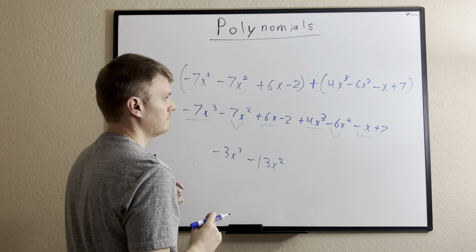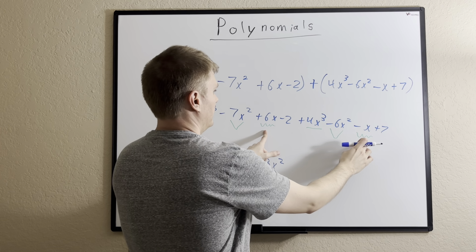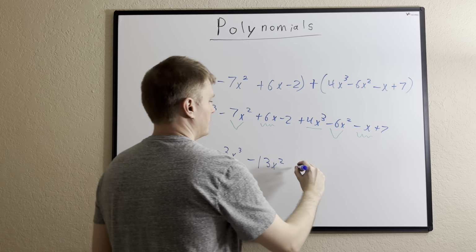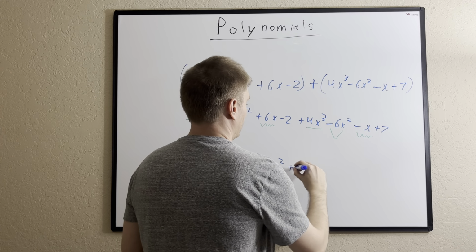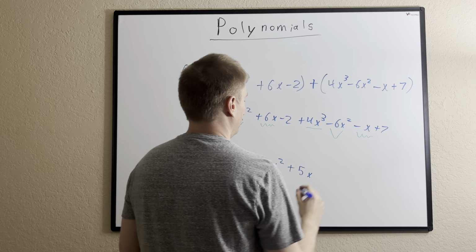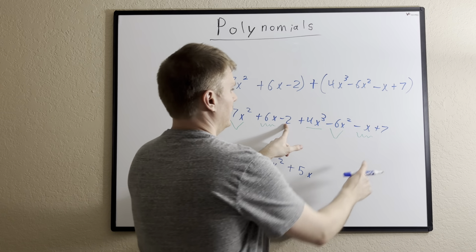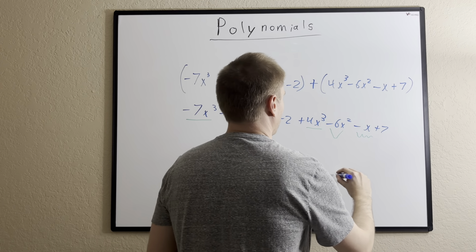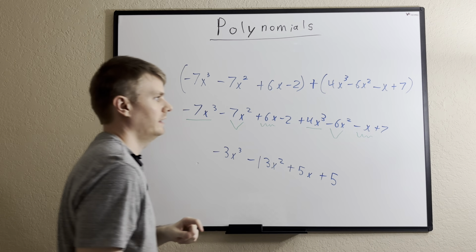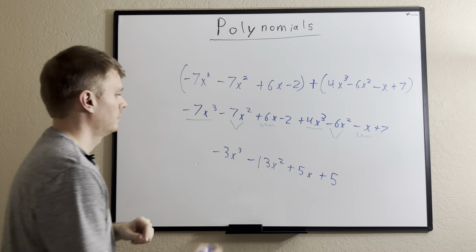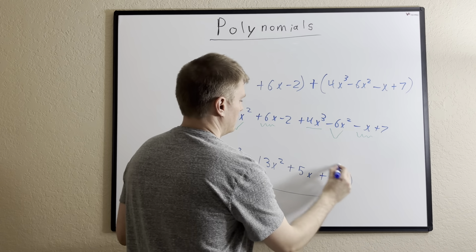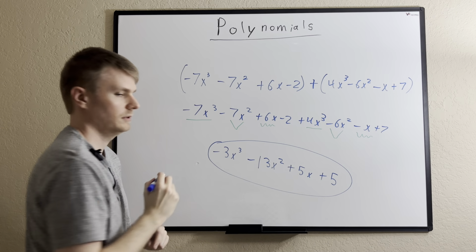The variable stays the same. 6x minus x, positive 5x. Negative 2 plus 7 is plus 5. And there you go. Boom, there's your answer.